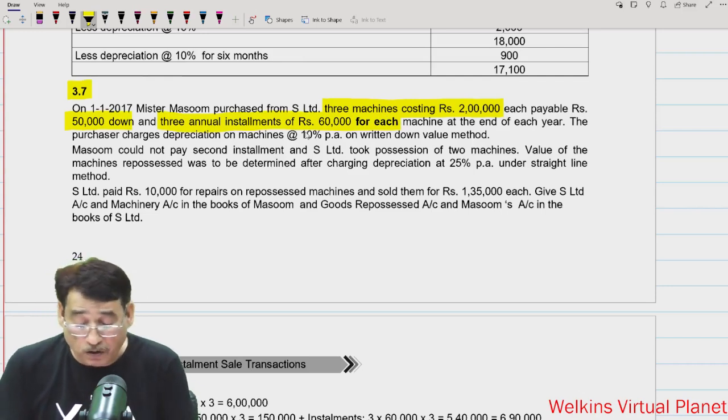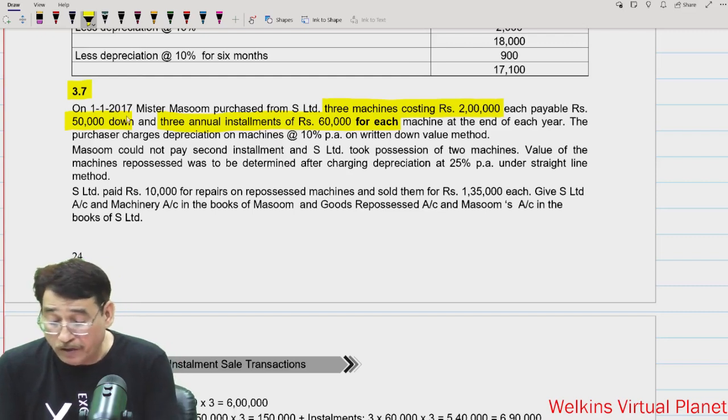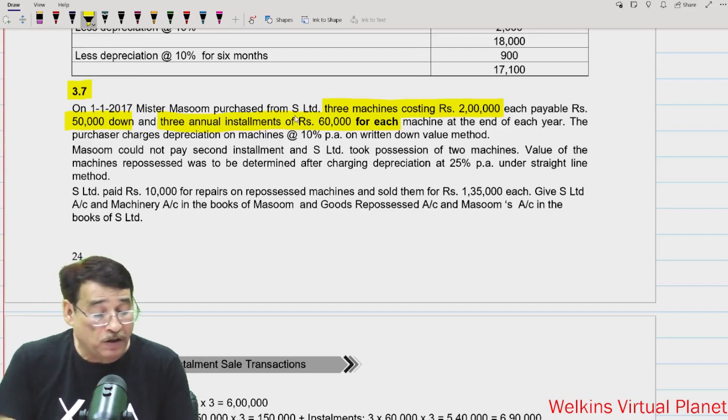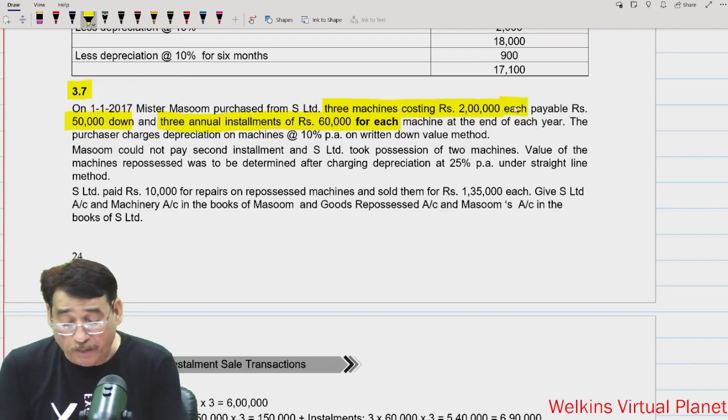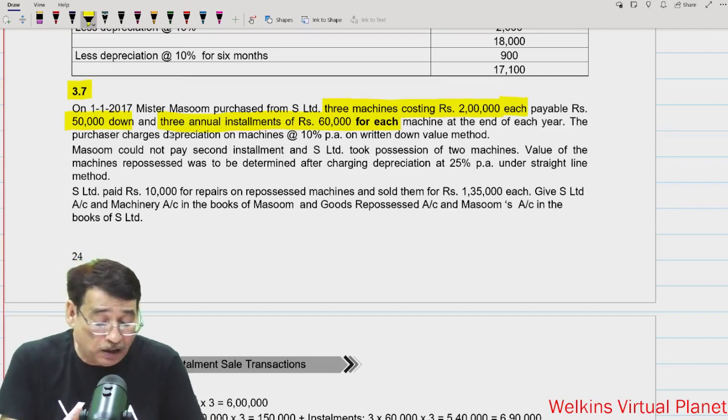Three annual installments. See here, a very interesting question. On 1-1-2017, Mr. Masoom purchased from S Limited three machines costing 2 lakh each. Three machines you have purchased, and the cost price is 2 lakh each. And the down payment is 50,000 each, and three annual installments of 60,000 for each machine.